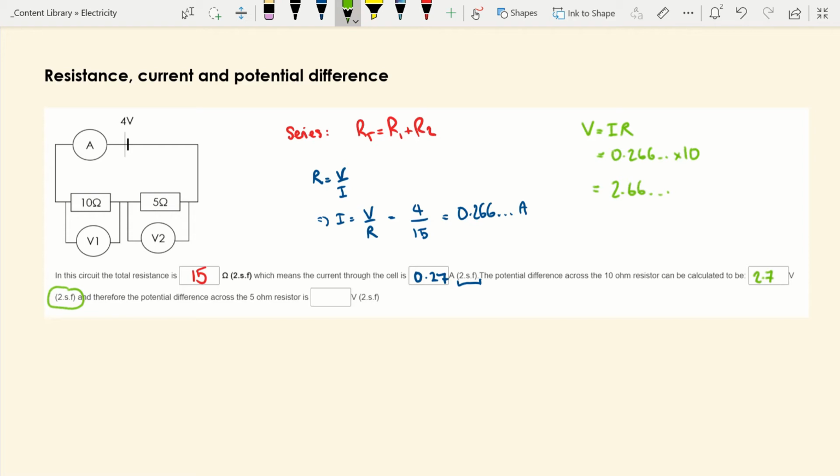And therefore, the potential difference across the 5 ohm resistor, we can just use our EMFs equal to potential differences rule. So V2 is going to be equal to 4 minus 2.66 and so on. So let's do that calculation. It's going to be 1.333 and so on volts. So that's just going to be 1.3, giving it to two significant figures. Okay, so that's our series example.